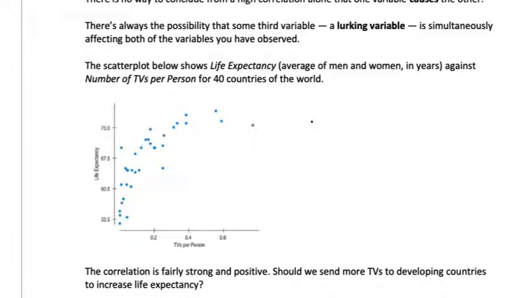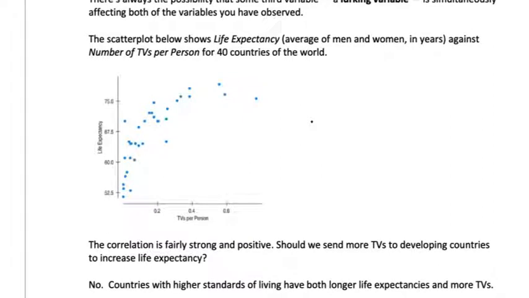And so if you look at this, it does look like there's a pretty strong association. The number of TVs per person, it looks like more TVs per person equals a longer life expectancy. So does that mean that we should send more TVs to developing countries to increase life expectancy? No, having more TVs doesn't cause people to live longer. The lurking variable is higher standard of living.